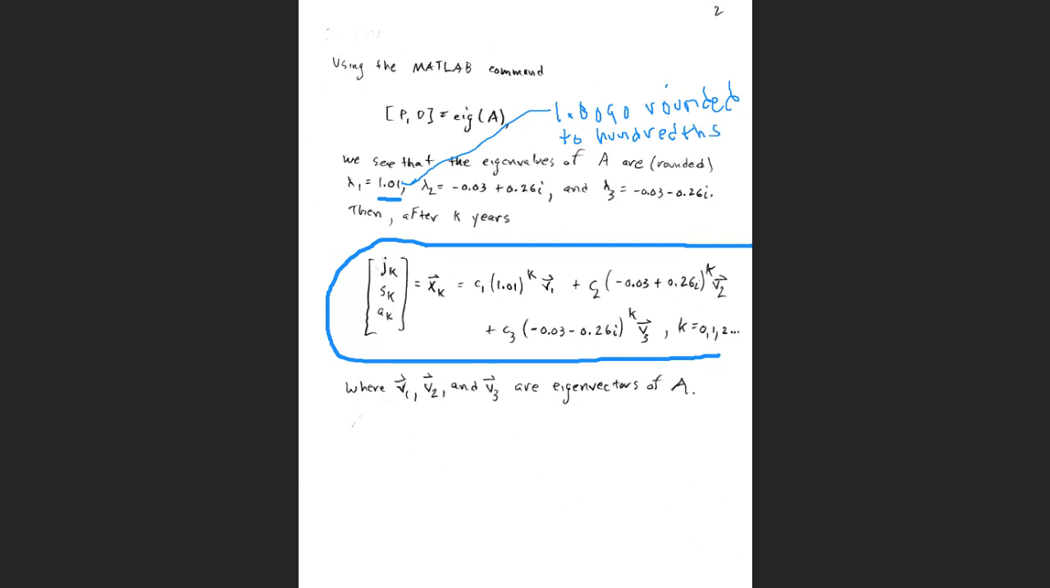And you might notice too that when I wrote this out, I specified the eigenvalues raised to the kth power, but I did not write down the eigenvectors that MATLAB gave me. And there's a reason for that. Can you imagine what the reason is?